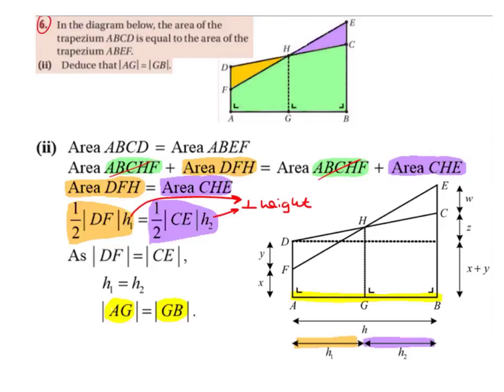So we can cancel out the halves on both sides, and since we know that DF is equal to CE, we already worked that out in part 1, we can cancel those out as well. So we're left with H1 is equal to H2, and H1 we know is AG, and H2 we know is GB, so AG is therefore equal to GB, which is what we were asked to show.